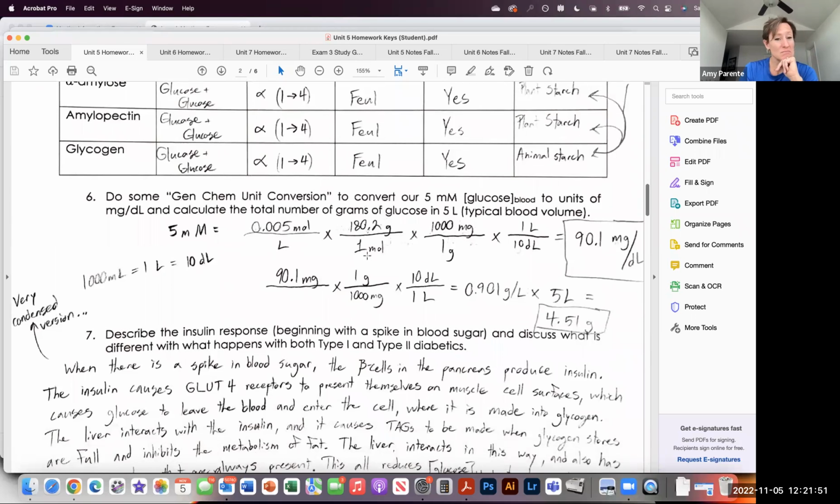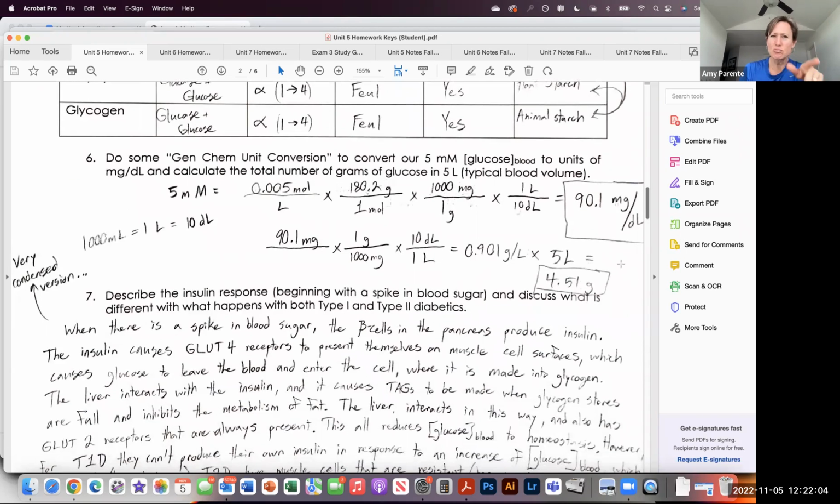Gen Chem calculation. I would expect you to be able to do these kinds of calculations, right? Show that 5 millimolar is related to 90 milligrams per deciliter, right? And then highlight that is 4.5 sugar cubes of sugar in your blood for a normal level. That is not a lot of sugar.